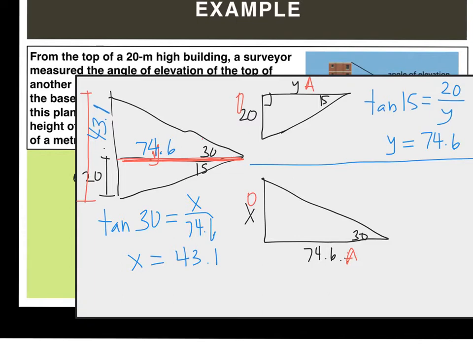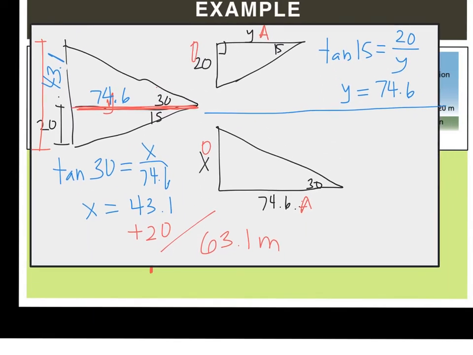If you draw a diagram, once you get a number, fill it into that diagram so that you're always clear on what you found and what you haven't found. So that 43.1 is this piece. The whole building is the entire height. So I just have to add them up. What would I add to 43.1? 20. So my answer is 63.1, and it's meters. So I have 63.1 meters, and it wants the nearest tenth, so I've done it.